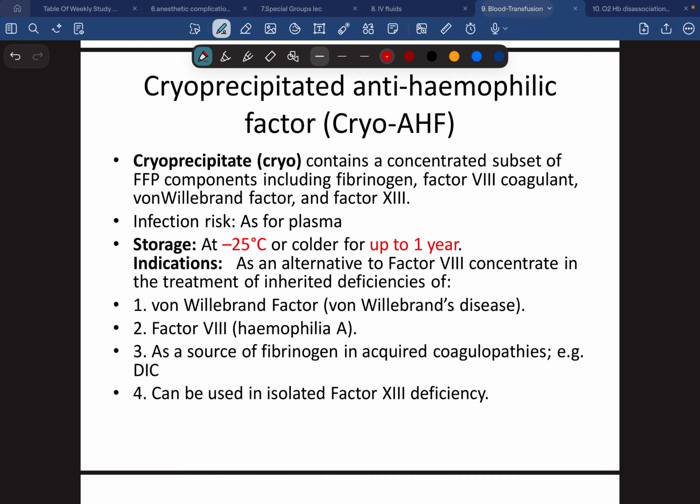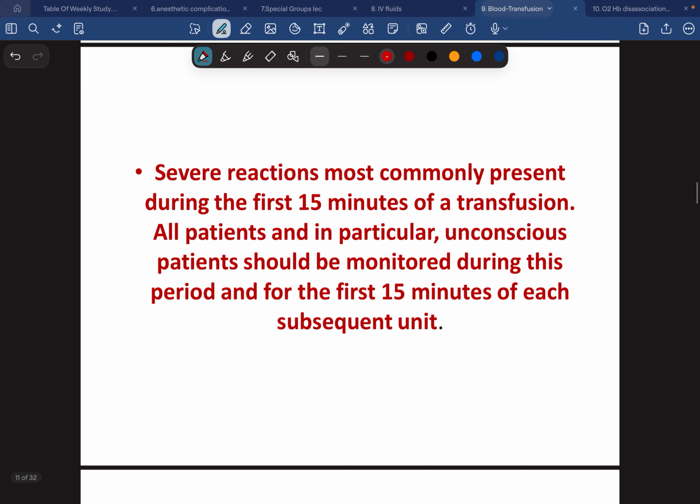Severe reactions most commonly present during the first 15 minutes. Especially if your patient is anesthetized, you need to pay extra attention because they cannot mention what they're feeling. So all patients should be monitored during this period and act subsequently if there is anything happening.